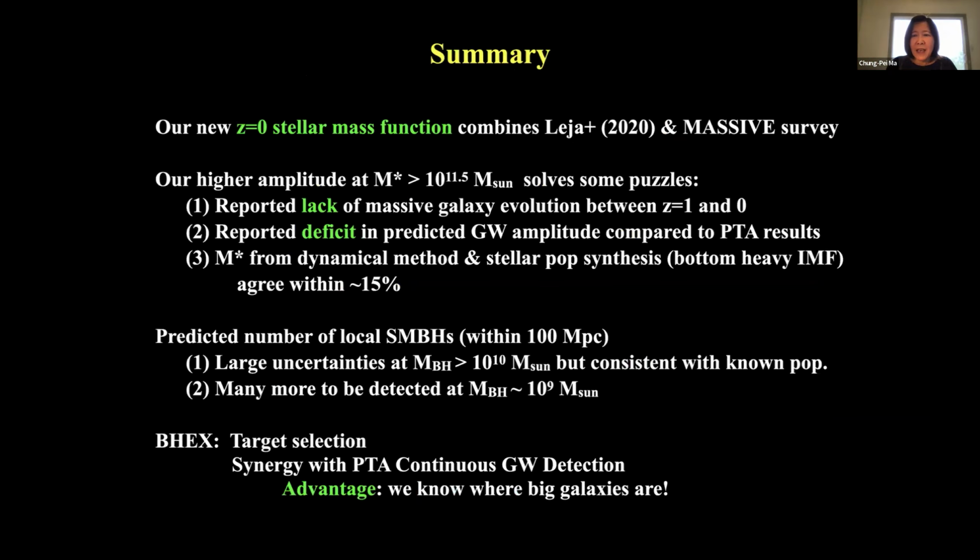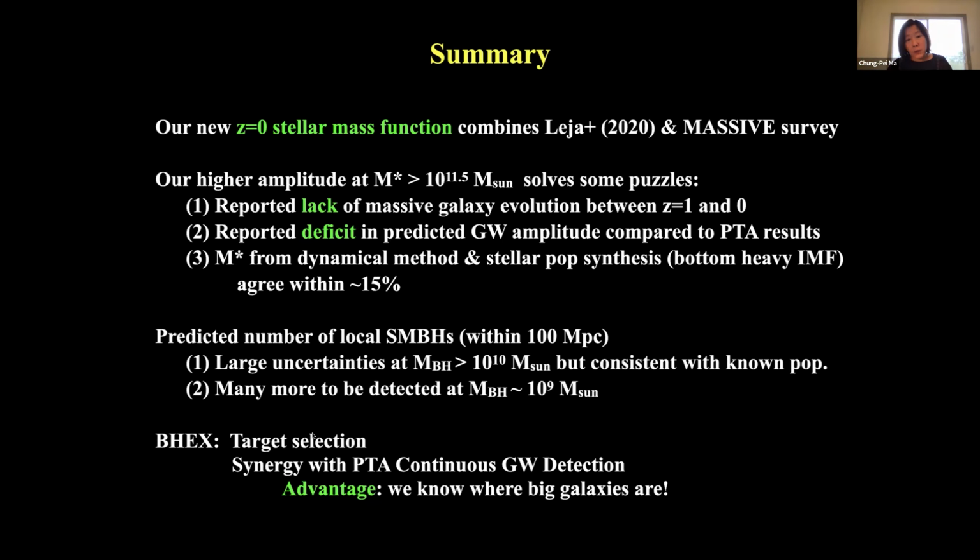Okay, so to summarize, in this attempt to study the local census, I think our higher amplitude stellar mass function solves some puzzles. There was a reported lack of evolution in the work by Joel Asia, that the stellar mass function appeared to be the same between redshift 1 and 0, and that's very puzzling because we know galaxies merge during these 10 billion years. So now that our mass function is higher at the high mass end, it allows for some evolution, which we would like to have. And as I mentioned just now, and then three, that actually the stellar masses, we're very pleased to find that our two methods agree quite well.